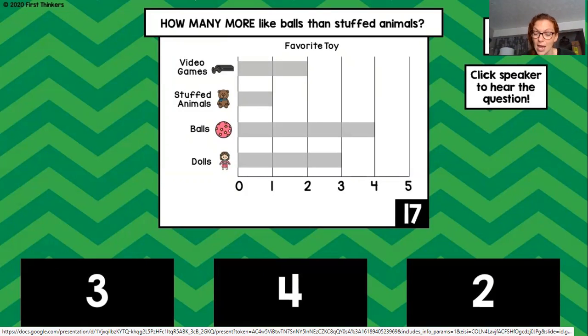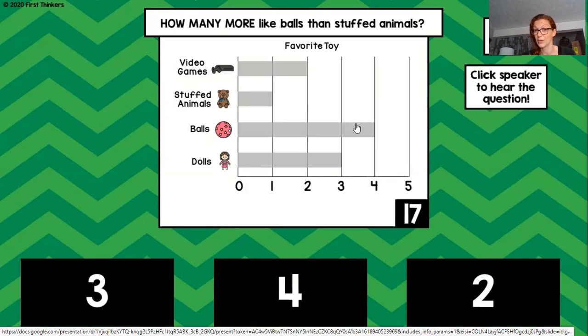Now we can figure out how many more by doing 2 different things. So we can compare, right? They both have 1. Wait, do they both have 2? No. So how many extra do balls have? How many more? 1, 2, 3. So the balls have 3 more because it goes 1, 2, 3 more numbers.